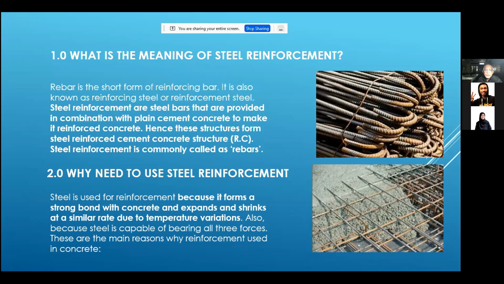And also because the steel is capable of bearing all three forces: shear, moment and axial force. That is concrete.